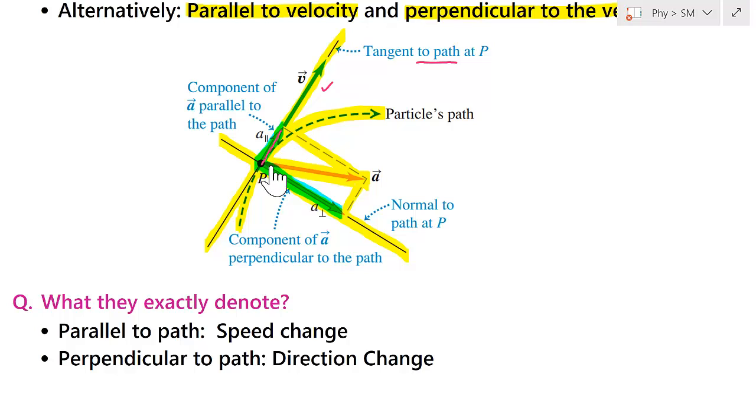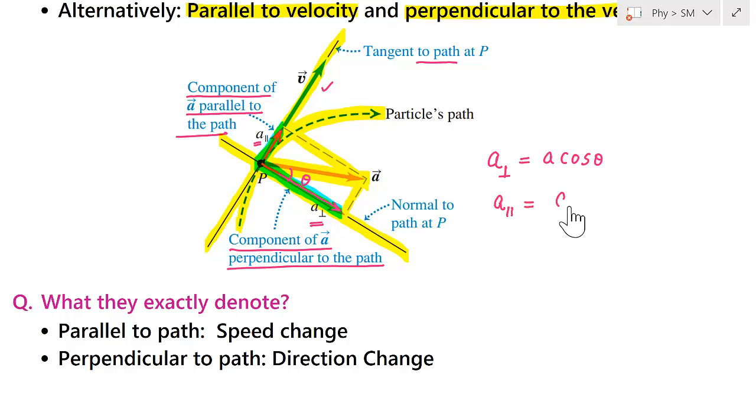So this component is the component of total acceleration parallel to the path, or parallel to velocity, or in the direction of the tangent. Similarly, this component of acceleration is the component of acceleration perpendicular to the path. If you know this angle theta, you can calculate the perpendicular component and the parallel component. In that case, the perpendicular component will be a cos theta and the parallel component will be a sin theta. So we can calculate these two components.